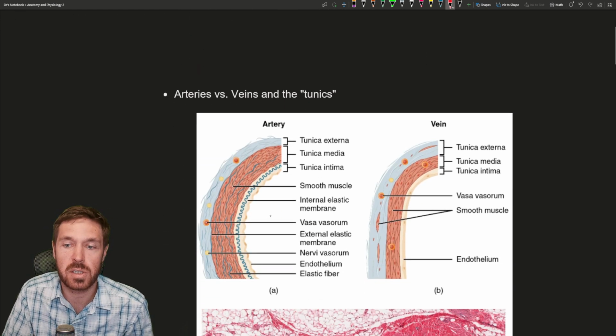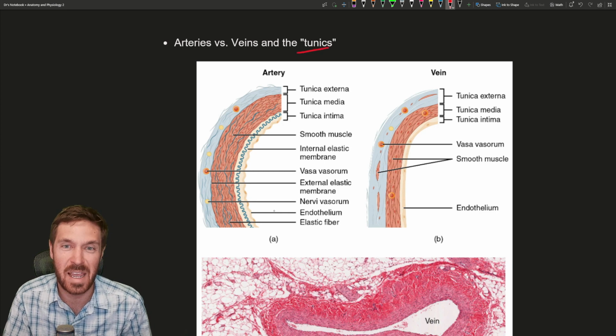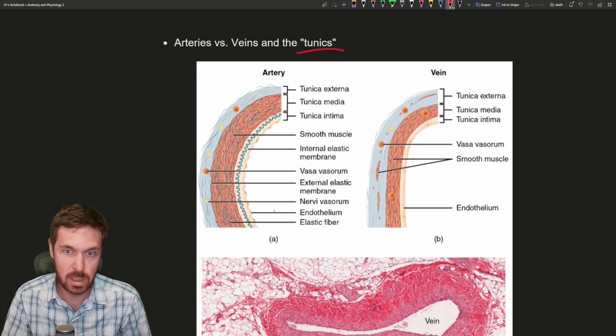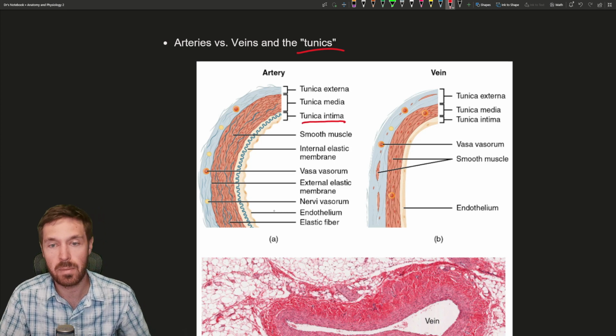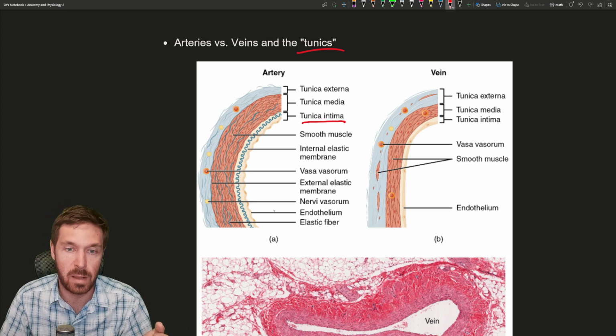But first, looking at just a general difference between arteries versus veins and the tunics. So these tunics are the different layers they have. So starting on the inside, we have what's known as the tunica intima. The intima, it's the internal layer or the one that's intimate with the blood, is another way to think of that. And what we have right on the inner lining is the endothelium.